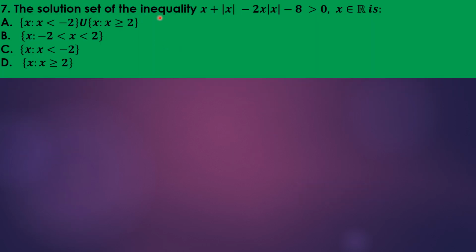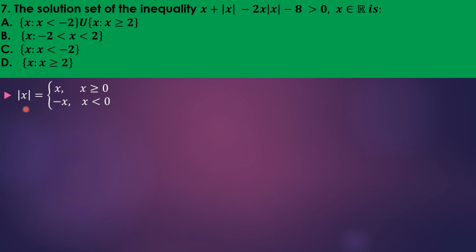The solution set of the inequality x plus absolute value of x minus 2x absolute value of x minus 8 greater than 0, for x belonging to R, is... okay, so absolute value function. We can always solve these by going by the basic mathematical definition of what an absolute value function is.